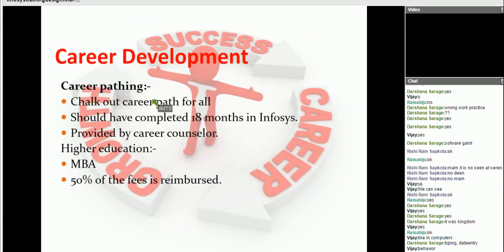Then career development. It's like chalk out the career path for all. Should have completed 18 months in Infosys. Then provided by career counselor. Career counselor is also there, which guides the students as to what they can do next. They can go for higher education. Then 50% of the fees is reimbursed if you have worked with Infosys for over a period of 18 months. Such type of schemes are given by many companies today, like Wipro also. They give this offer to their employees.